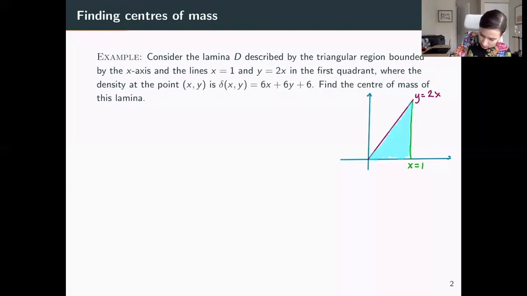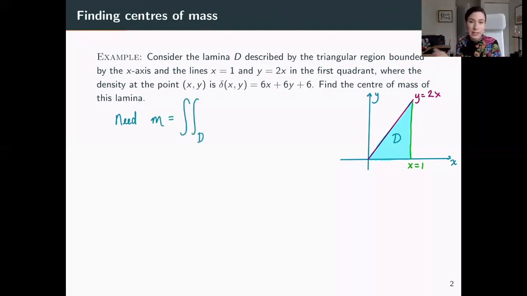So this is the region D that I'm going to be integrating my function over. In order to have the center of mass, the first thing that we need to figure out is the total mass. So we're going to need to find our mass m, which is going to be the double integral over this domain D of our density function delta of x comma y dA.